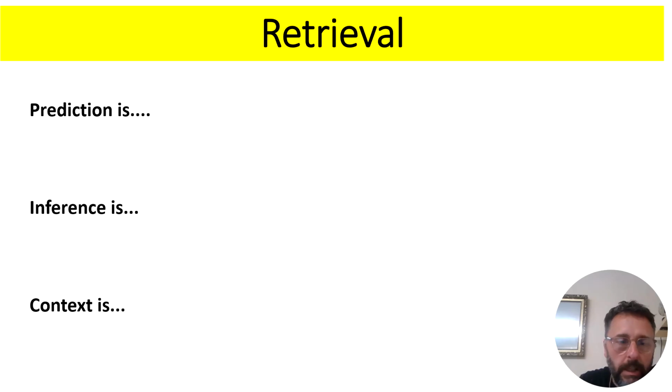So before we begin, I'd like you to pause the video for a second, have a little read of the sentence starters on the retrieval slide there, and it says prediction is, inference is, context is. So if you know what all of those three keywords mean, please write them down now on your pen or on your mini whiteboard, however you are learning and however you are viewing this. Okay, so pause the video now.